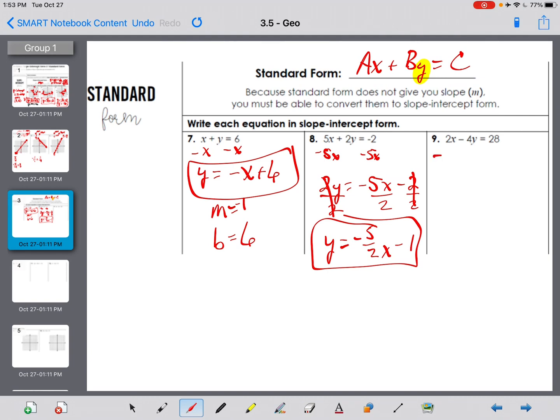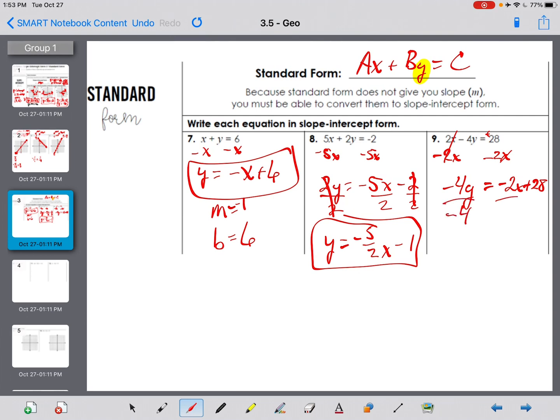You're always going to move the x part first. You always add, subtract away first. So if we move 2x, here's where you have to be careful. 2x minus 2x is 0, but there's already a minus on the 4y, so it's minus 4y. Don't drop your minus. Negative 2x plus 28. Why is it plus 28? Because that 28 is a positive.